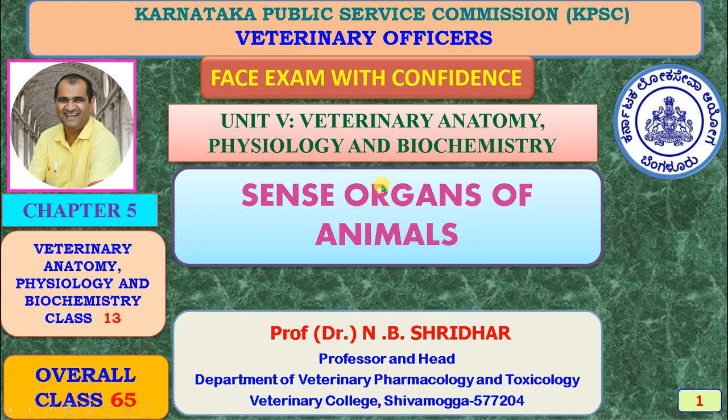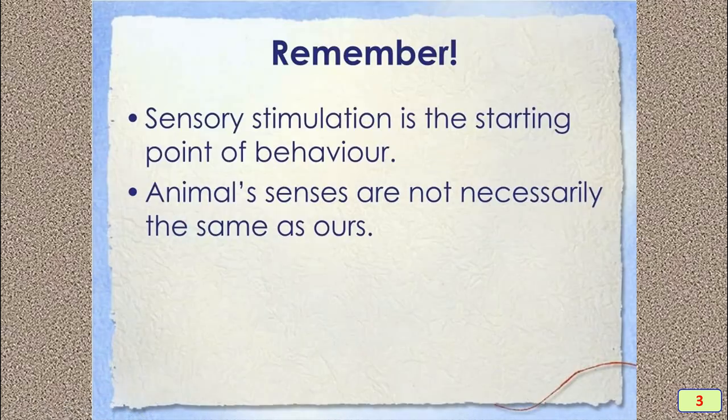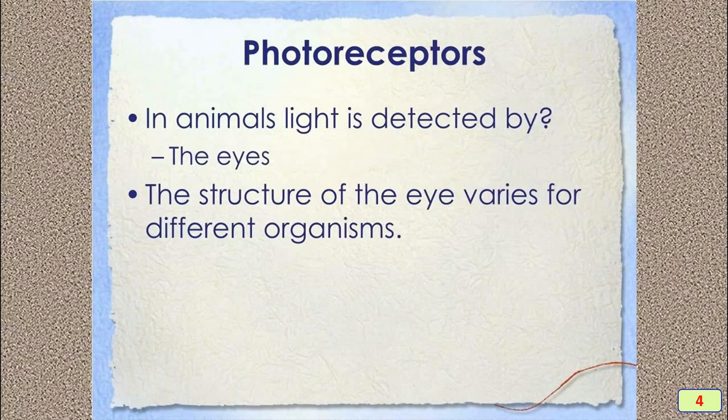Of the animals. So, how do animals detect environmental stimuli? That's by the sensor organs, and there are many types of sense organs. Sensory stimuli are the starting point of behavior, and they are not necessarily the same as the human senses. Sometimes they will be totally different from that of human beings, and many times they will not resemble that of human beings.